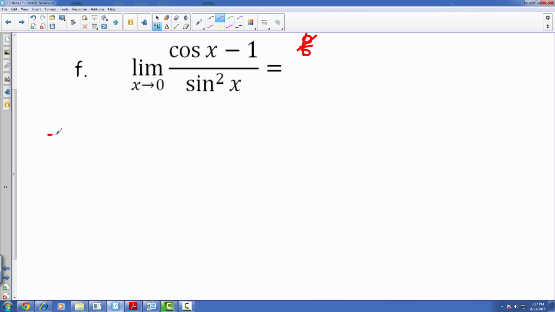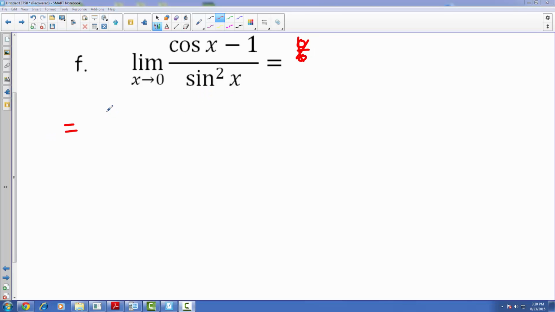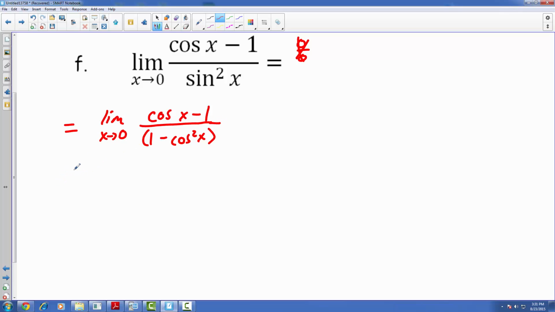However, there is one thing that we can rewrite, especially this sine squared of x. We can rewrite that as 1 minus cosine squared of x. So then we end up with the limit as x approaches 0 of cosine of x minus 1 on top, all over 1 minus cosine squared of x on the bottom. Well, on the bottom, that's actually, believe it or not, the difference of two perfect squares, so we can factor this guy.